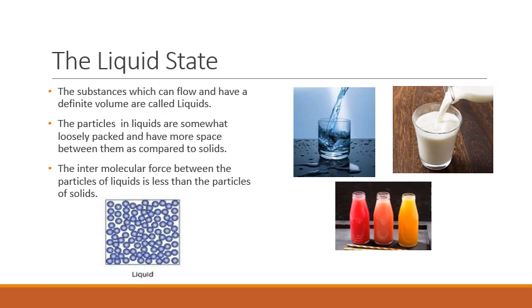The liquid state. So whenever we think about liquid, what comes to our mind? Flowing water comes to our mind, isn't it? So the substances which have an ability to flow and have a definite volume are called liquids. So few examples of liquid around us are water, milk, cold drink or juice, etc.